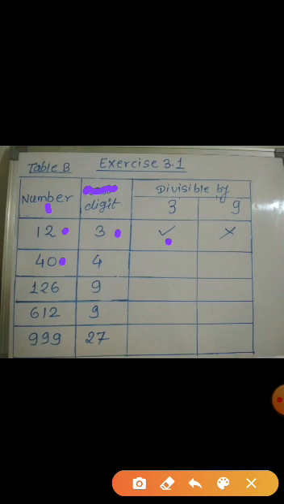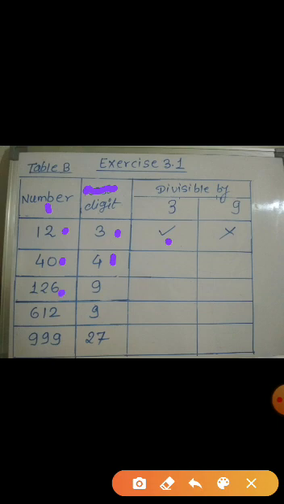The second number is 40. What is the sum of its digits? 4 plus 0, and 4 plus 0 comes to 4. 4 is neither divisible by 3 nor divisible by 9. It means the number is neither divisible by 3 nor divisible by 9. So we have to make a cross in front of both the columns.